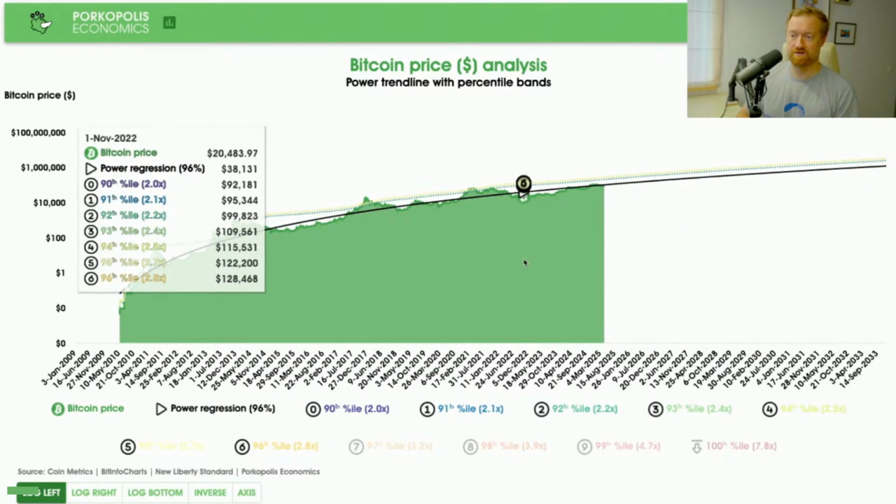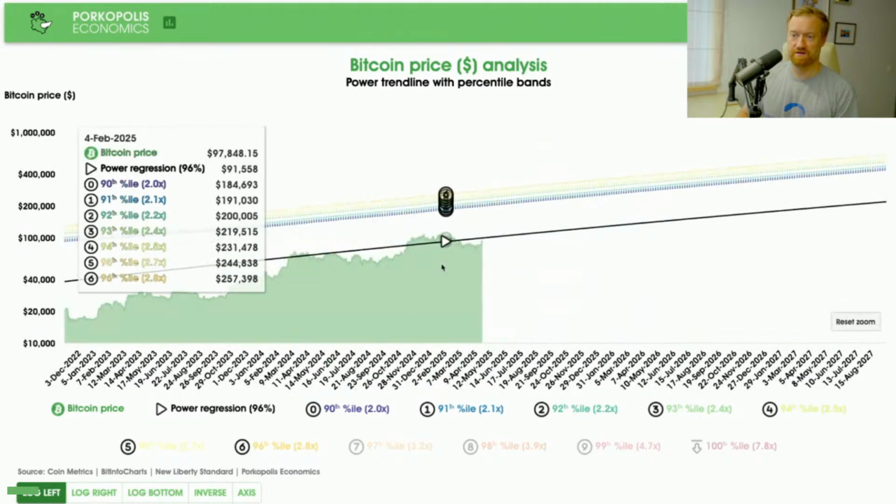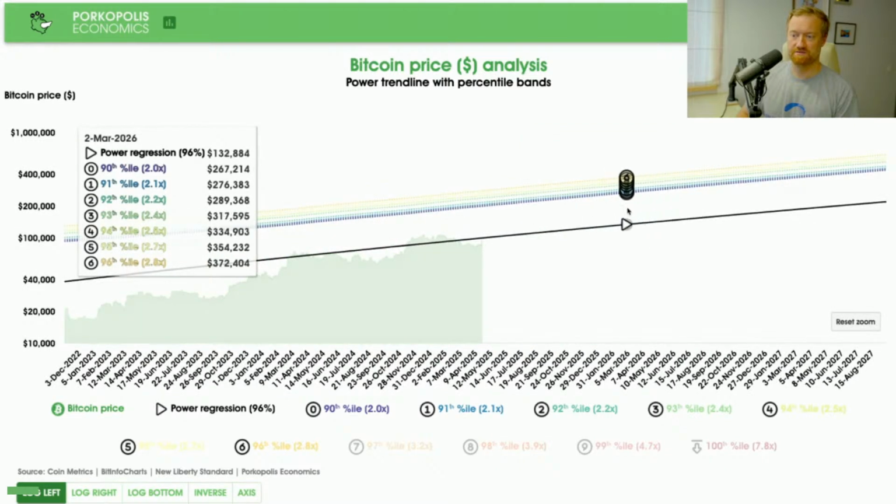Okay? So let's zoom it in. This is the question everybody wants to answer. Let's just go to the end of the year. And there it is. The trend 125, we've talked about that a lot. But 2 to 3x, 2 to 2.8x means $250,000 to $350,000. And I think that's as good a guess as any. What do you guys think?